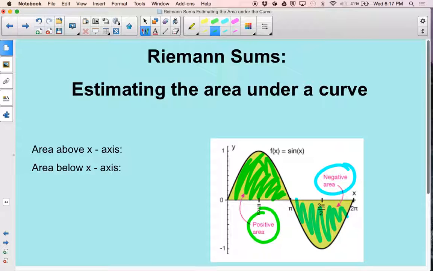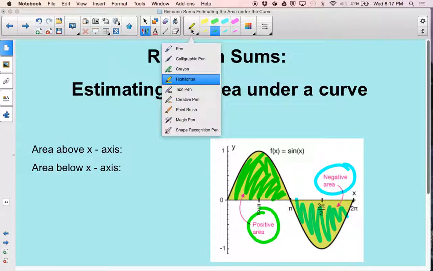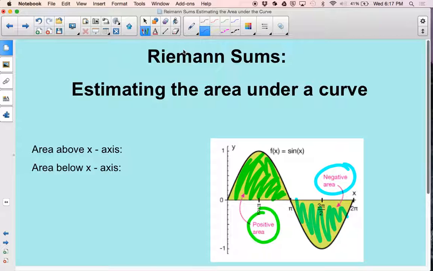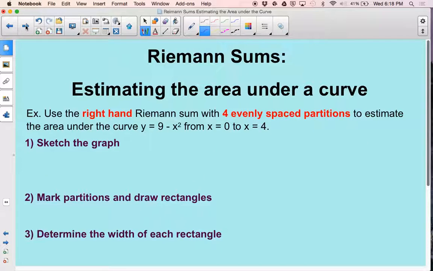So in this case, from 0 to 2 pi, we get positive area and negative area that are the same size. They would actually cancel each other out, and you would have an area of 0. So area above the x-axis is positive, and area below the x-axis is negative. Okay, and we've got a couple more examples to go through here.